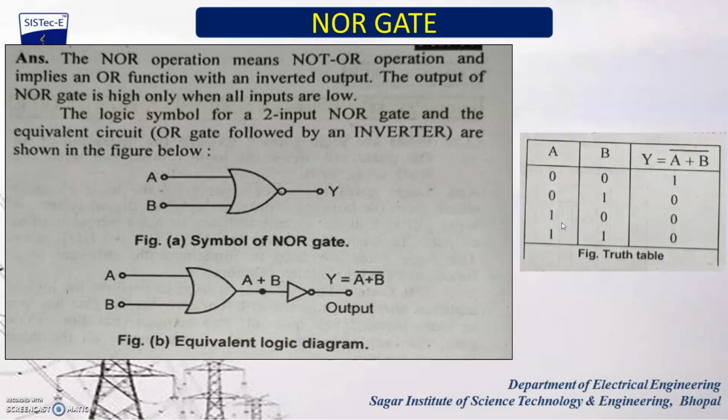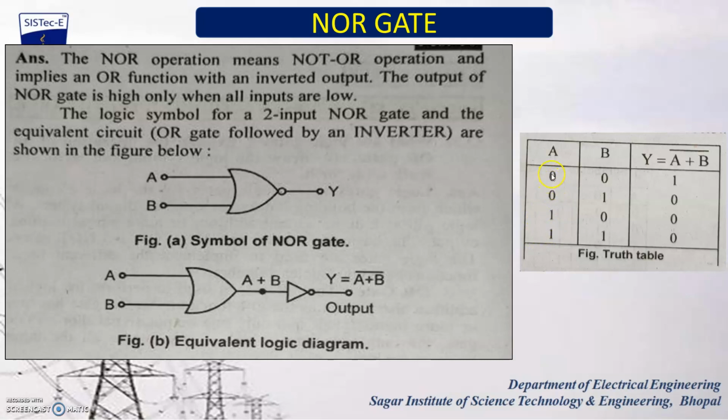Let's discuss the truth table of NOR gate. When we talk about the truth table, there are different kinds of combinations. Here I have taken two inputs A and B. A is 0 and B is 0. A is 0, B is 1. A is 1, B is 0, and A and B both are 1. Here 0 represents the low bit and 1 represents the high bit.